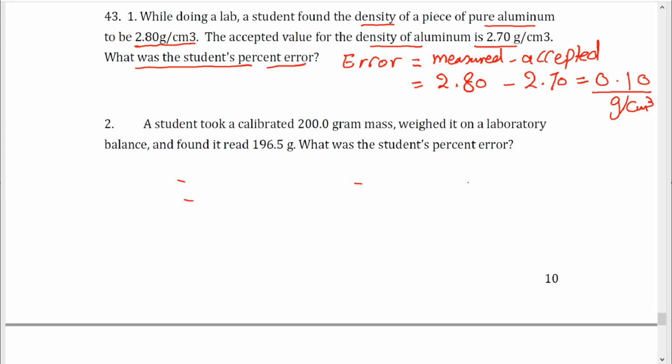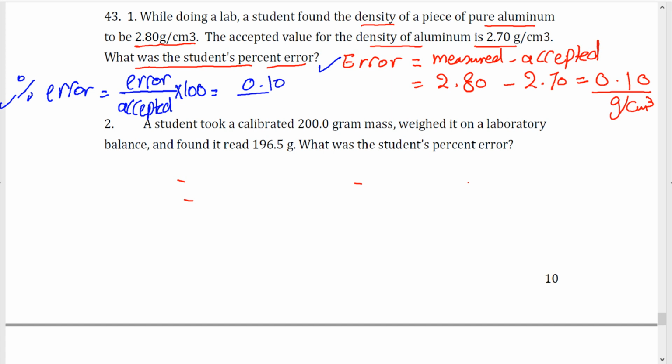Second step, you need to calculate the percent error. Write the formula first, because you might have 6 or more marks for a question like this. So writing the operation helps you to collect some points. So the error, which is 0.10, divided by the accepted value, which is 2.70, and multiplied by 100, you will get the percentage error. The answer here will be 3.7%. Don't forget that you should round your answer to the correct number of significant figures, which is 2 in our example.